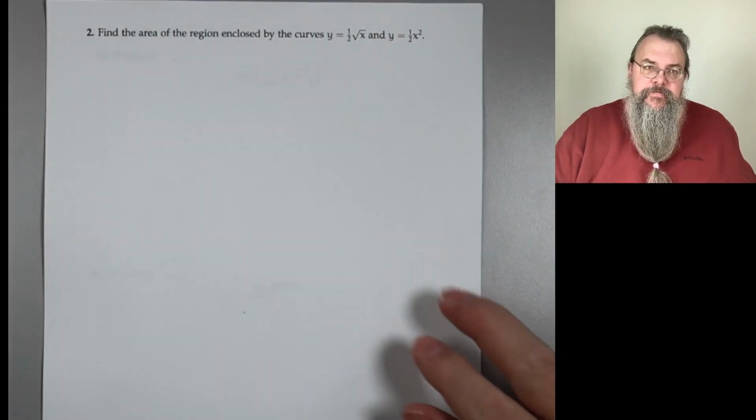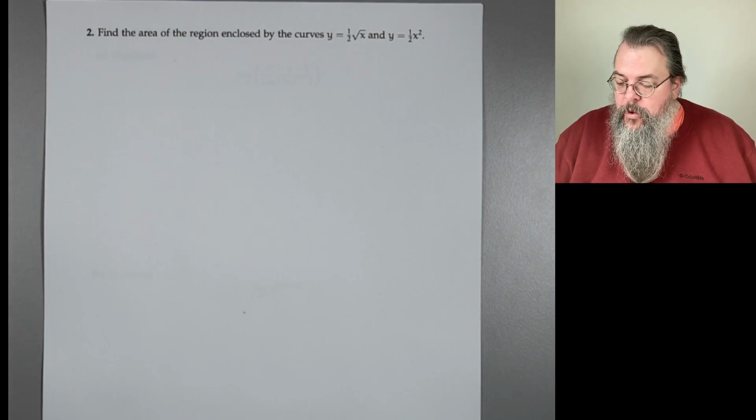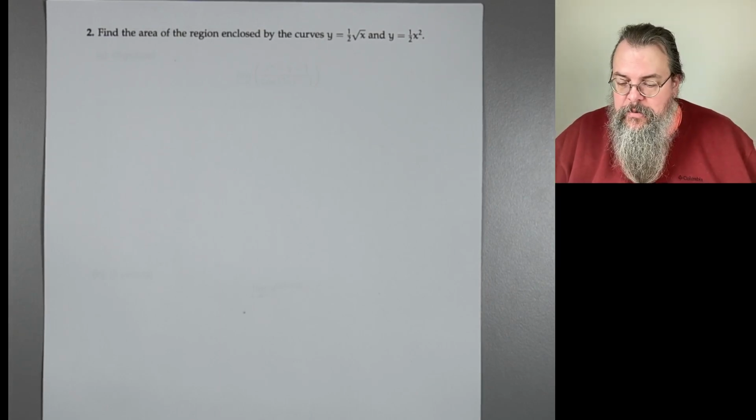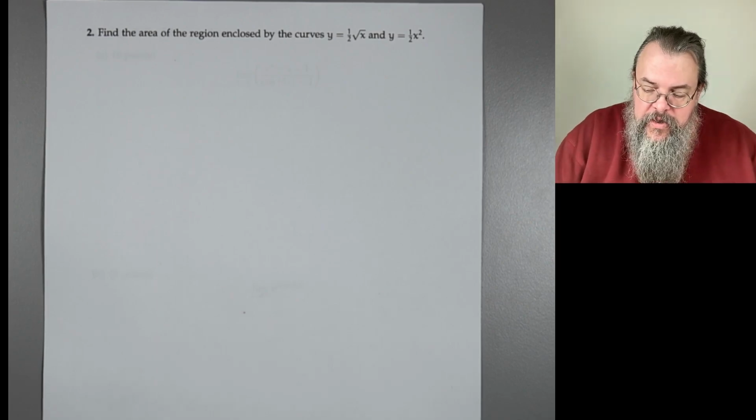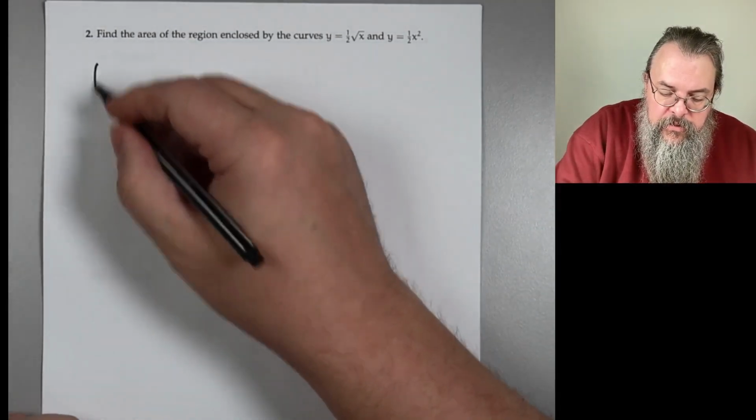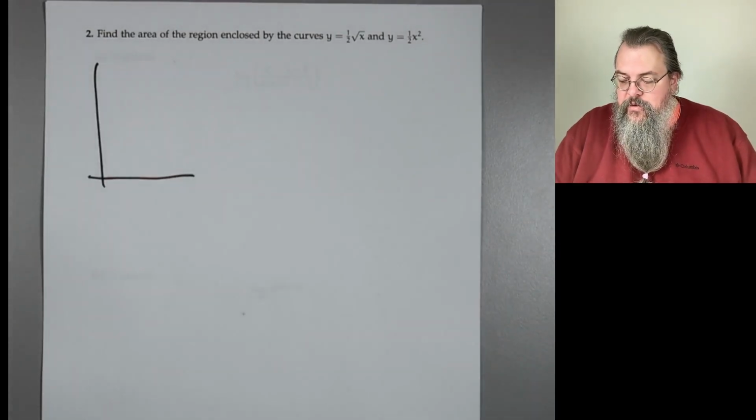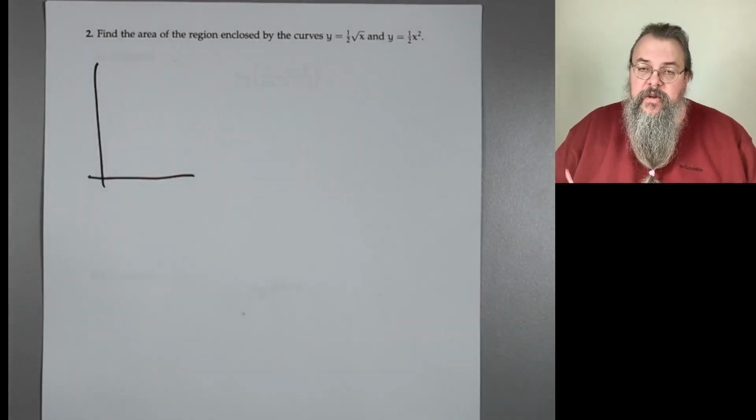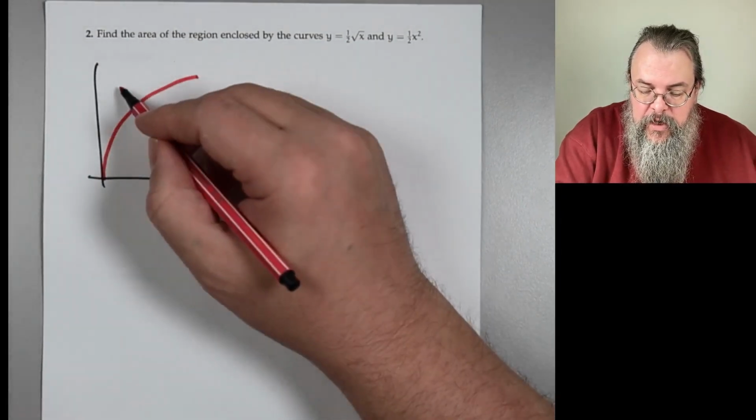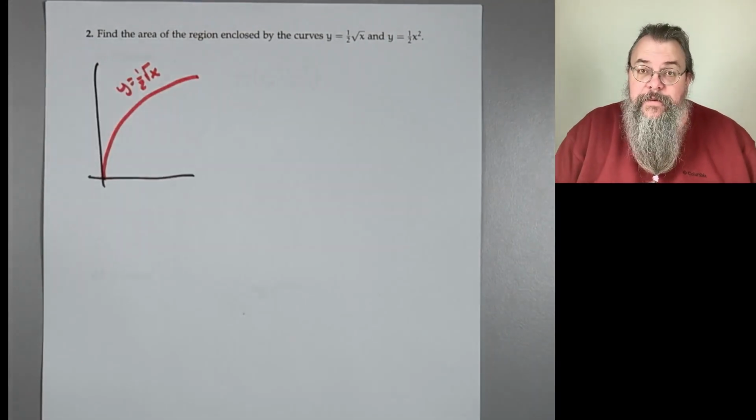All right. Find the area of the region enclosed by the curves y equals 1/2 root x and y equals 1/2 x squared. Okay, so area. Well, let's do a quick sort of sketch, make sure we understand what's going on. 1/2 times square root of x. Well, that looks a lot like square root of x, which looks something like that. So y equals 1/2 square root of x. Now, y equals 1/2 x squared.